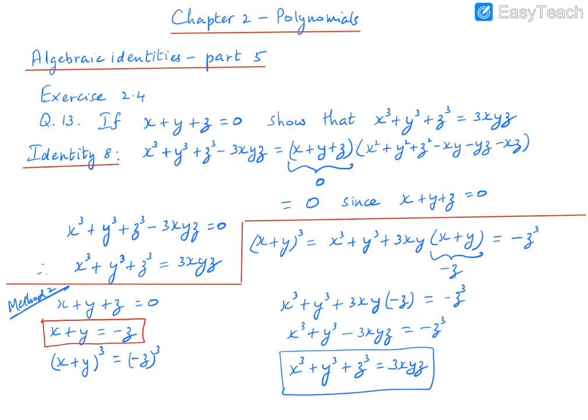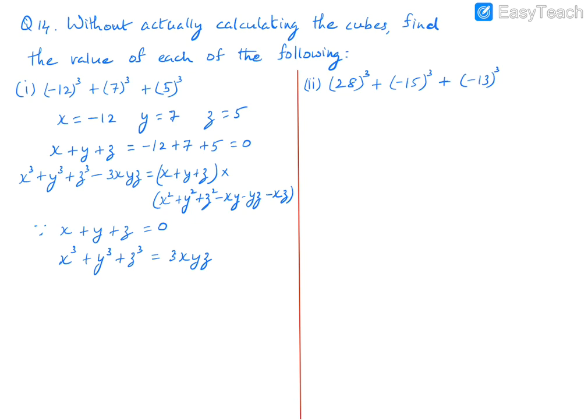In the previous problem, we showed that when x plus y plus z equals 0, then x cubed plus y cubed plus z cubed will be equal to 3xyz, which is exactly what we are getting here. So now we are asked to evaluate x cubed plus y cubed plus z cubed, which will be the same as 3 times xyz. So in our case, this is 3 times x, which is minus 12, y is 7, and z is 5. So this will be equal to 7 into 5 is 35, and 3 into 12 is 36. So it's minus 36 into 35, which is equal to minus 1260.